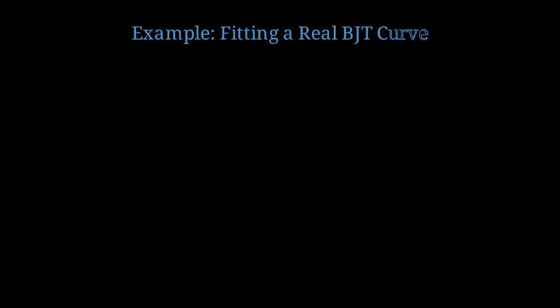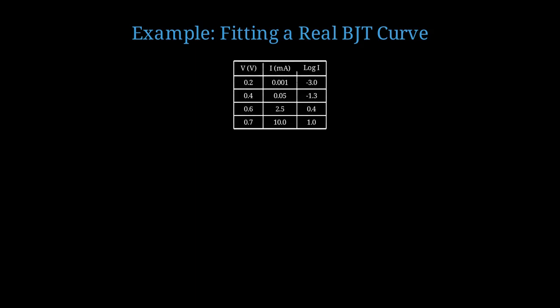Let's work through a concrete example. Suppose we measured the following data points from an early transistor. Here's our data. Notice how the current increases by a factor of 10,000 as voltage goes from 0.2 to 0.7 volts. This huge dynamic range suggests exponential behavior.